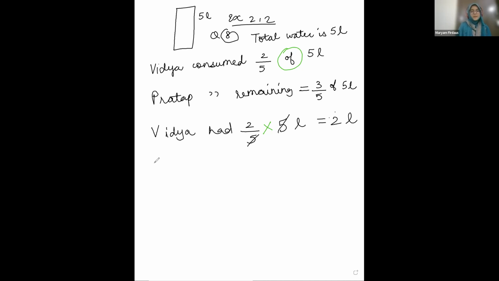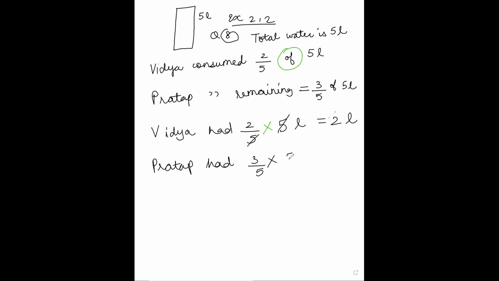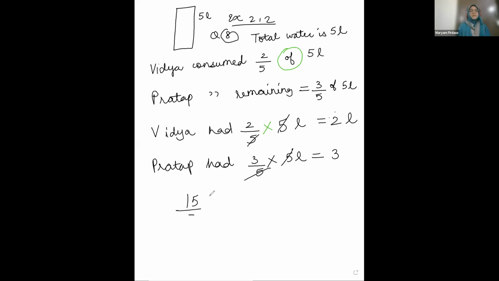Next, Pratap had how much? Pratap had 3 by 5 of 5, and that is 3 by 5 multiplied by 5, and that is 15 by 5, and that is 3, right? Because 15 divided by 5, we know that is equal to 3. So 3 liters.